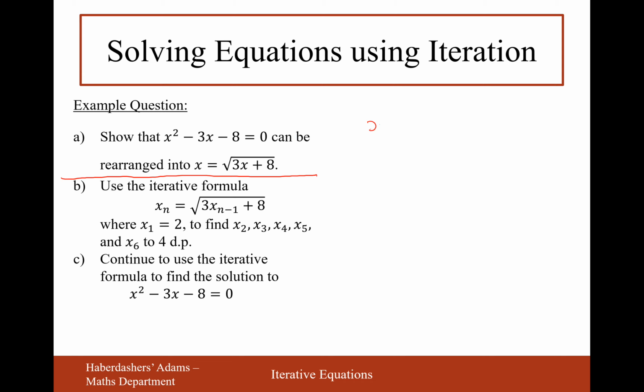Okay, so this is a bit of algebraic rearranging time here. So write down what you're starting with, and we want to rearrange it into this expression here. Now if we look at this expression here, it's got a square root around it. So probably eventually I need to undo this squaring on the x squared here. And also on the other side, the 3x has turned from minus 3x into positive 3x, and the minus 8 has turned into positive 8.